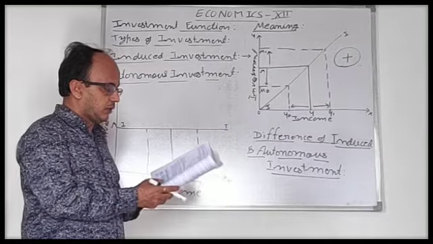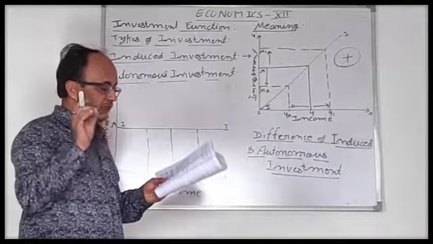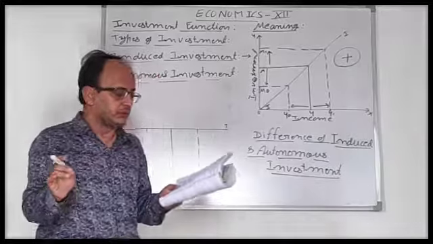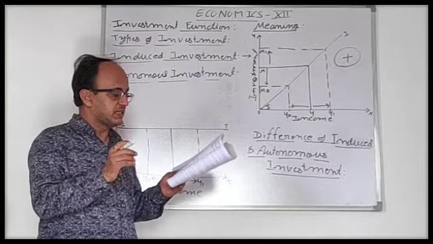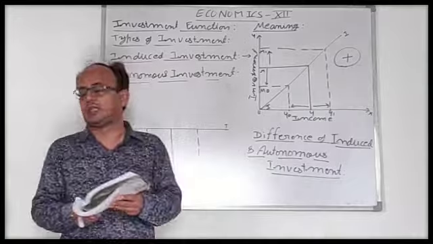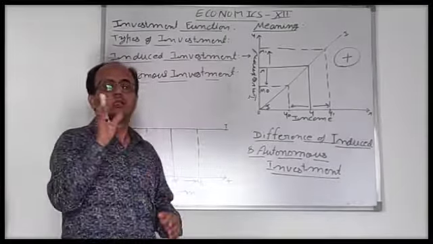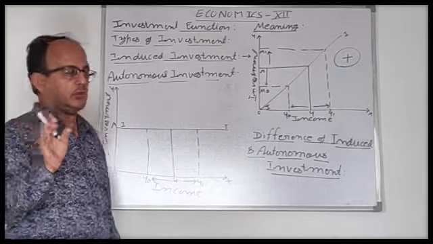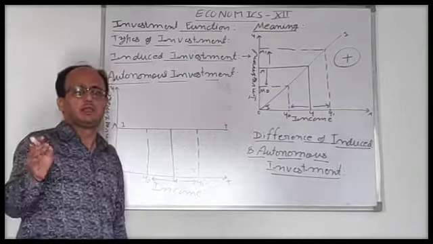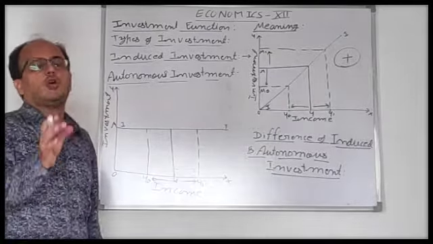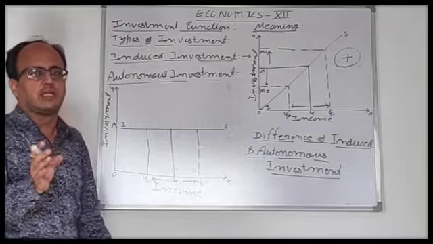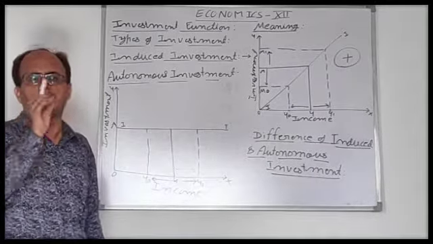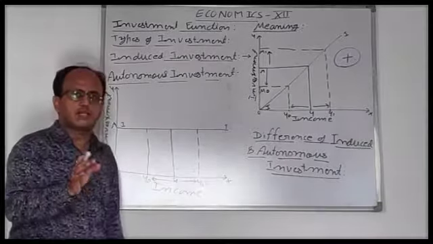Autonomous investment refers to the investment which is not affected by change in the level of income, and it's not induced solely by the profit motive. It is income inelastic. It means it is not influenced by change in income. Just as I told you, these types of investments are not related with the income level, and they are not done for the profit motive. They are generally done by the government or for the development of infrastructure in the economy. So autonomous investment is totally opposite to induced investment, and it's not related with the income level.